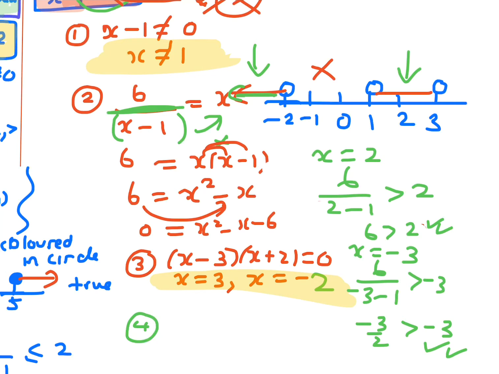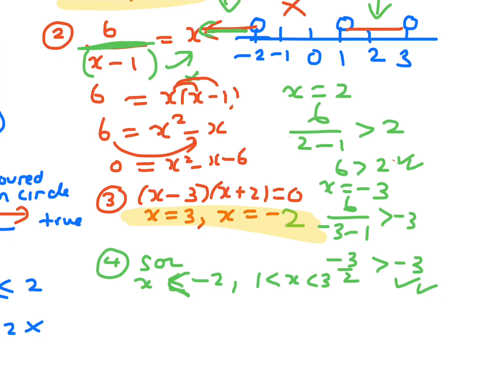So you've got to now write your solution. So the old way you go x is less than -2 but not equal to it, and x is in between 1 and 3. But we're going to use the interval notation. So that would be -∞ to -2, and it's not equal to. That's why I'm putting that curvy bracket. And then it just goes 1 and 3 in a curvy bracket, and that will be your solution.